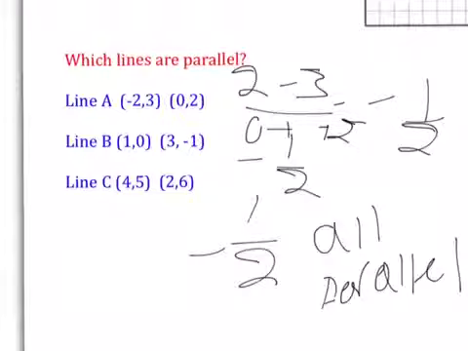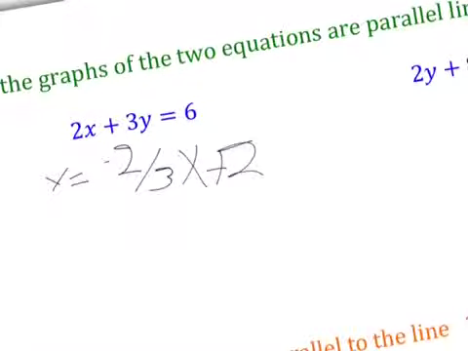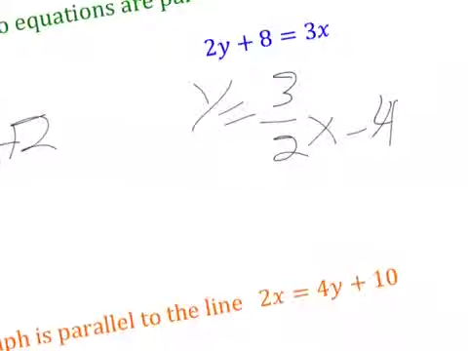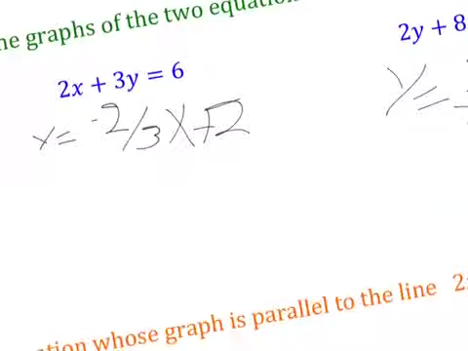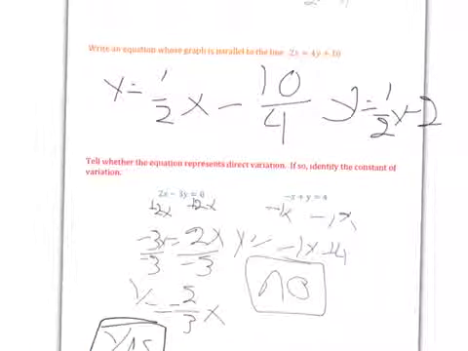We're trying to see which lines are parallel, and the first one is negative 1 over 2. The second one's negative 1 over 2, and the third one's negative 1 over 2, so they're all parallel. These would not be parallel lines because you have to find the slope. This is negative 2 over 3, and this is 3 over 2, and this has a greater slope than this does. And then you get y equals 1 over 2 x minus 10 over 4. It will be parallel to y equals 1 over 2 x minus 2.